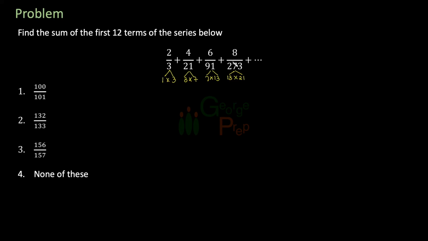Now that enables us to write 2 by 3 as 1 minus 1 by 3. And the next term, 4 by 21, I can write it as 1 by 3 minus 1 by 7. So if you are going to simplify this, you will end up with 4 by 21. Similarly, the next one is going to be 1 by 7 minus 1 by 13. So this thing is going to go like this.